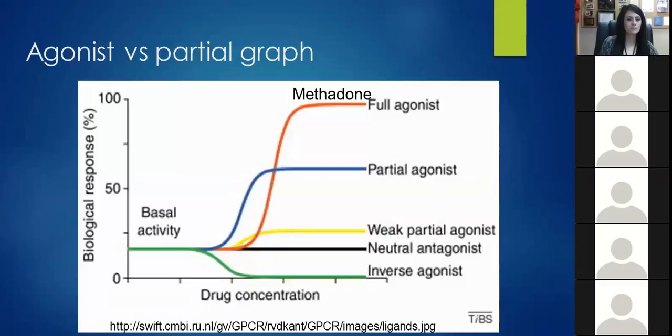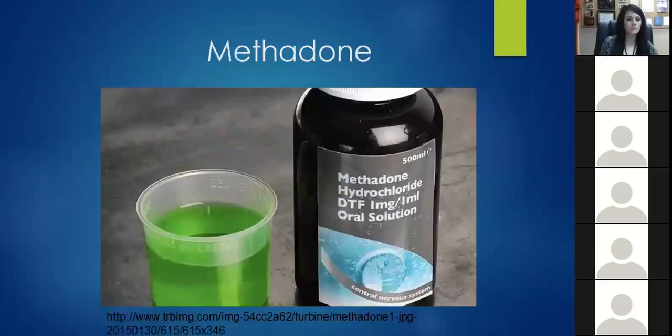So these medications are shown at the different levels. Methadone is a full agonist, and it has the strongest effect. Buprenorphine is a partial agonist. And naloxone and naltrexone are both antagonist medications, and I'll get into that more. So, starting off with methadone.